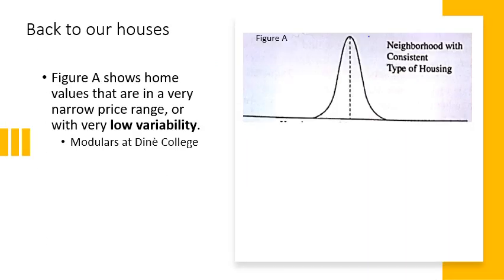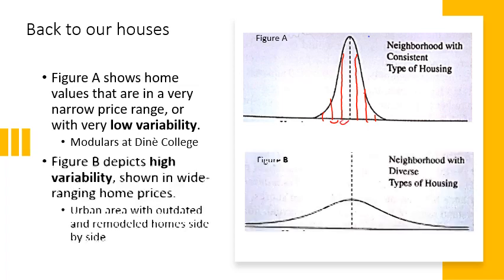So back to our houses, we can see here that we have a small standard deviation. The standard deviations fall something like this. And we can see that they're really not very far from the dotted line in the center representing the mean. So this distance is the standard deviation. Figure B depicts high variability, and you can see it looks something like this. This is about where the standard deviations would be, and you can see that they're quite a bit farther from the mean.